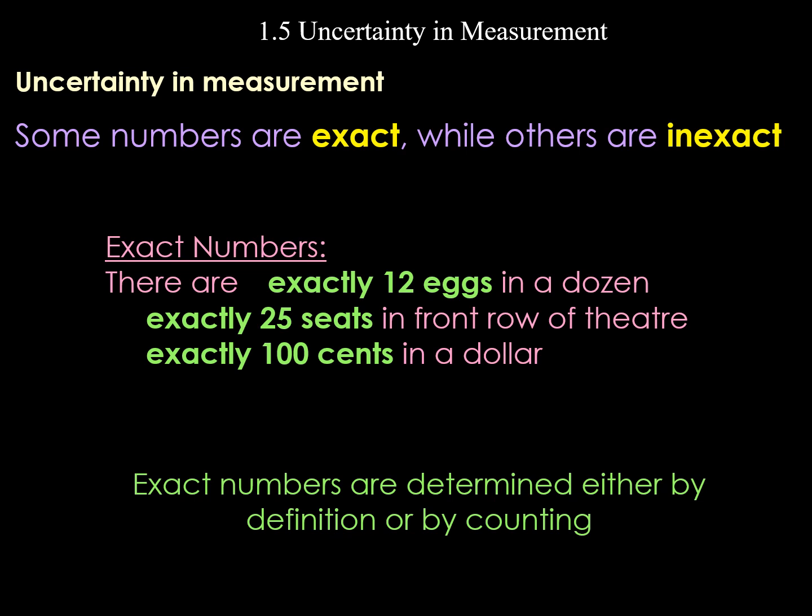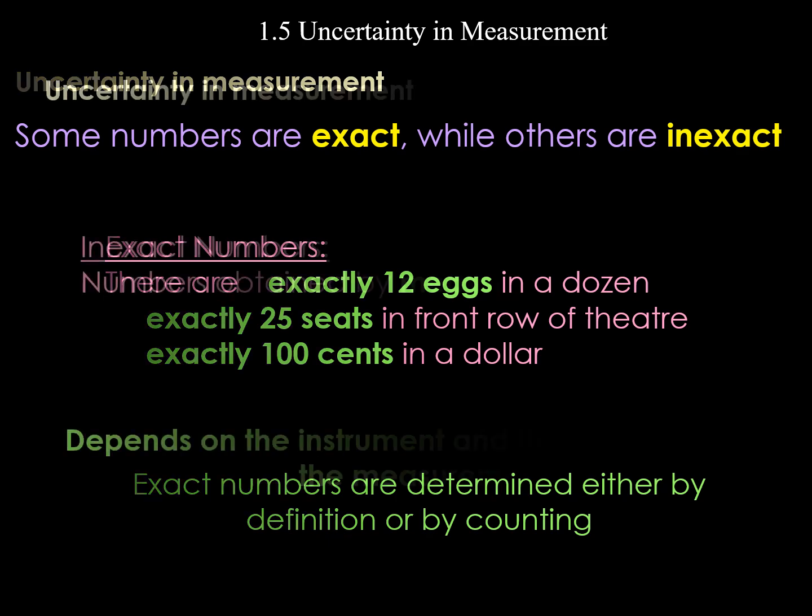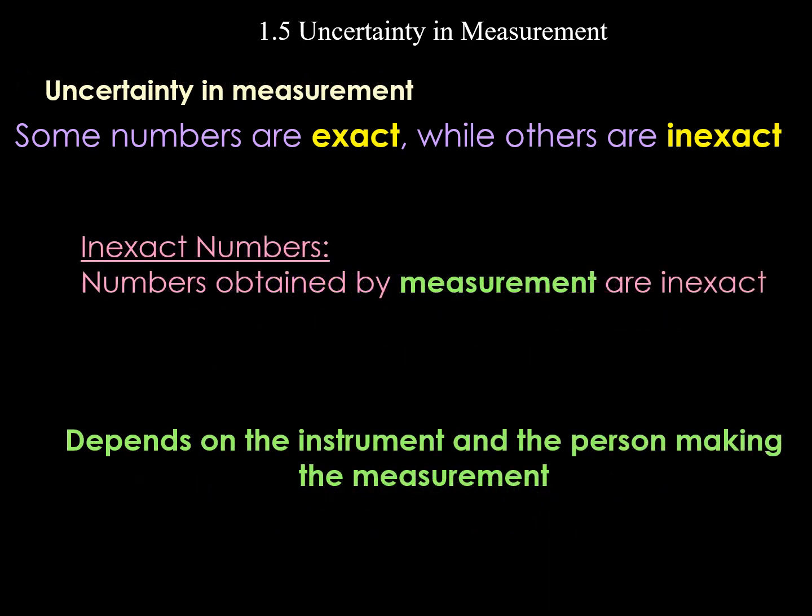1 meter is always 100 centimeters. 1 kilometer is always 1,000 meters. 1 meter is always 1 million micrometers. Okay, those are exact. The opposite is inexact.